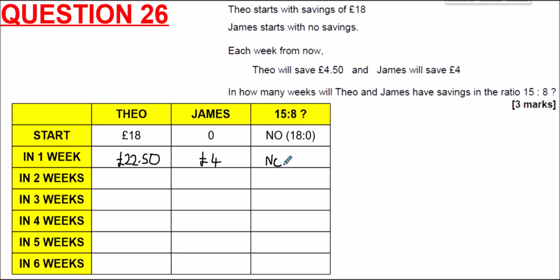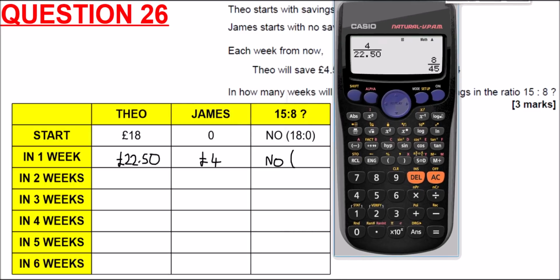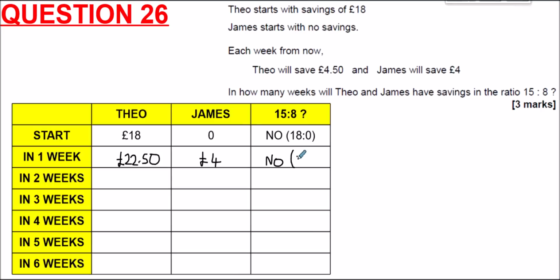the ratio is 8 for James, 45 for Theo. And so is the ratio 15 to 8 yet? No, it's not, because checking on the calculator, the ratio is 45 to 8.